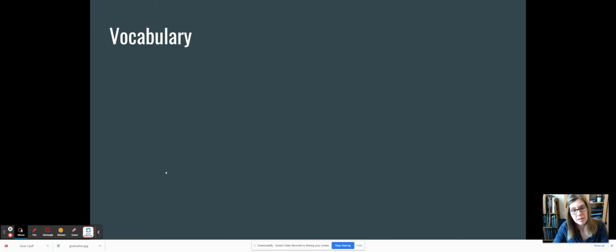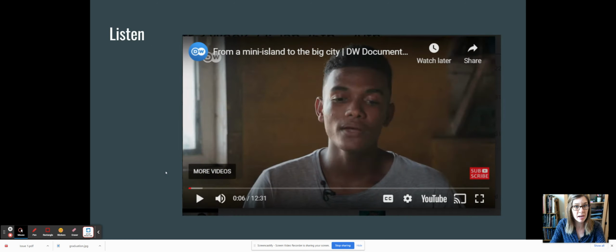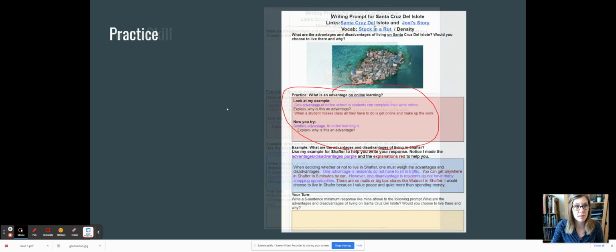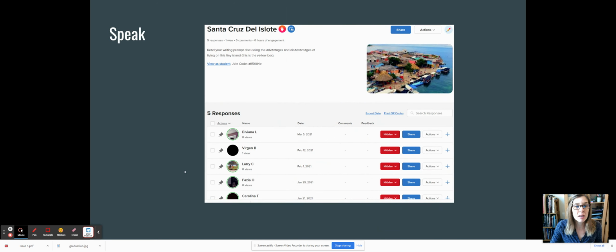Each week or two in ELD, I cycle through this instructional model I wanted to show you. First of all, I introduce vocabulary and we practice that vocabulary, phrases and words. And then students watch or listen to a video or recording. After that, they have a focus skill that they're focusing on. So for this particular week, students were looking at the advantages and disadvantages of living on Santa Cruz del Islote. They have a chance to practice their skill together as a class, and then they demonstrate their understanding of it by writing about it. Finally, they practice speaking by recording a video of themselves reading what they wrote.